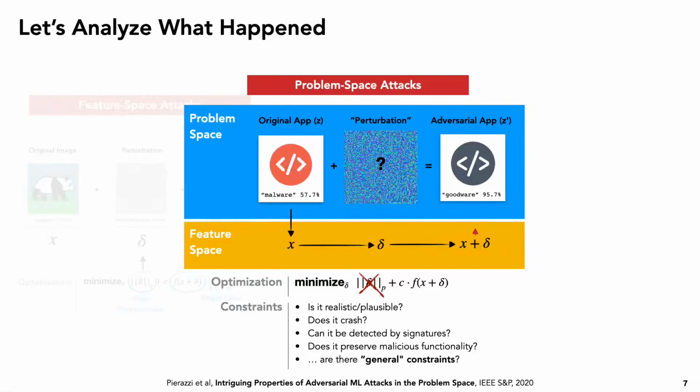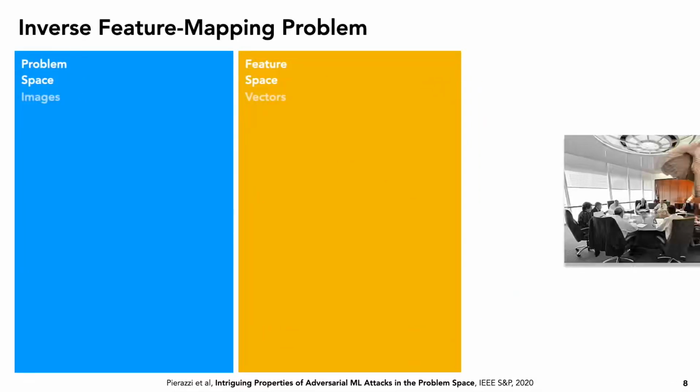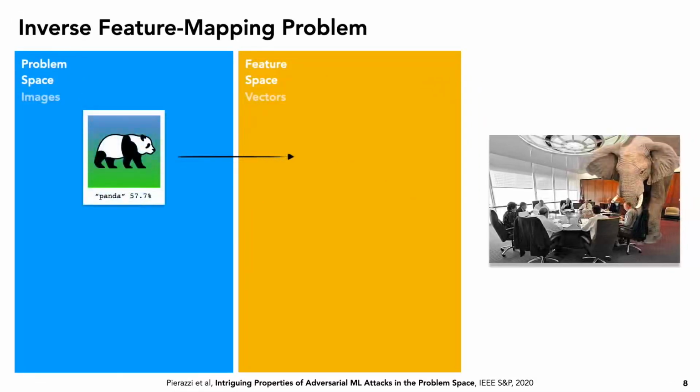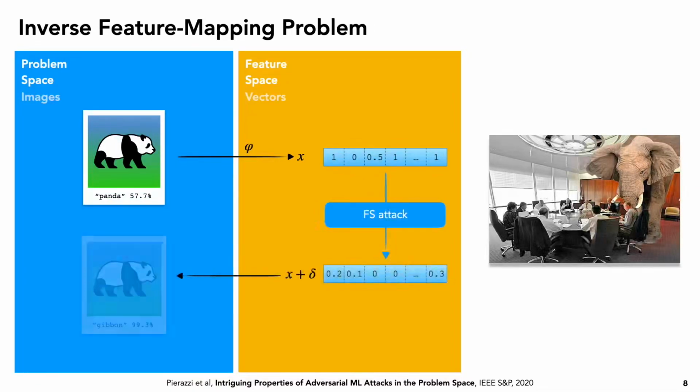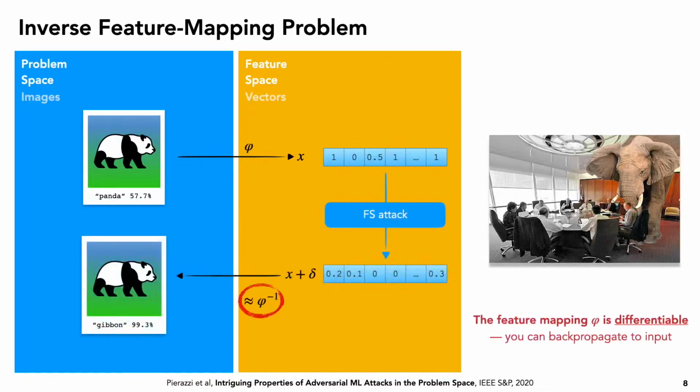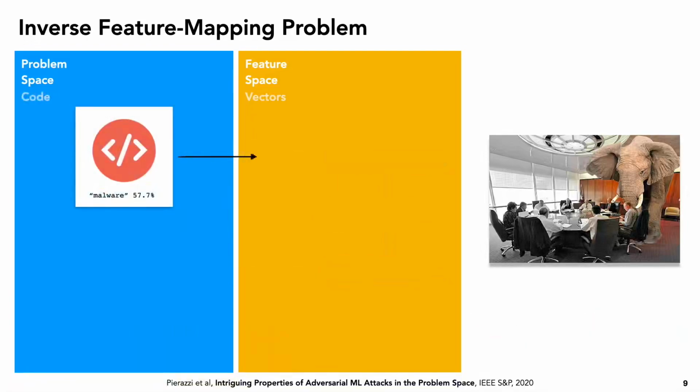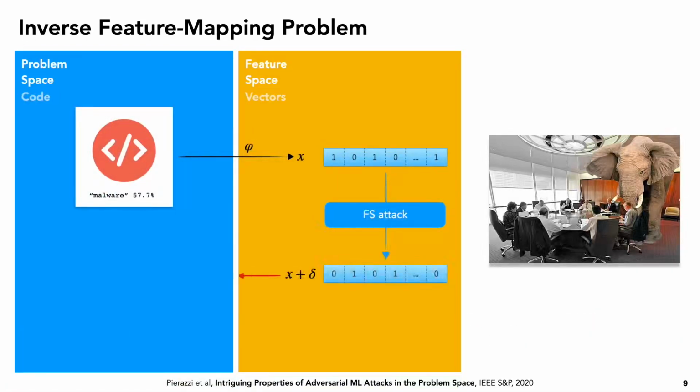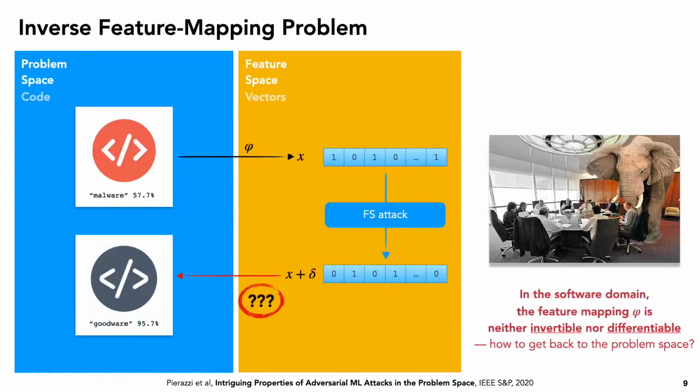On top of that, we also have this problem of how to generate a functioning adversarial app based on our feature space calculations. This is the inverse feature mapping problem. And this is kind of the elephant in the room. In the image domain, the feature mapping is differentiable. You can backpropagate and discretize to find the new input. Whereas in the software domain, the feature mapping is neither invertible nor differentiable, so it's not immediately clear how to get back to a problem space example from the mutated feature vector, and perhaps the transformations you want to make just aren't available, like what happened with our panda friend.